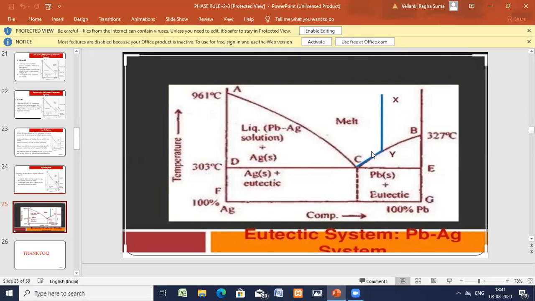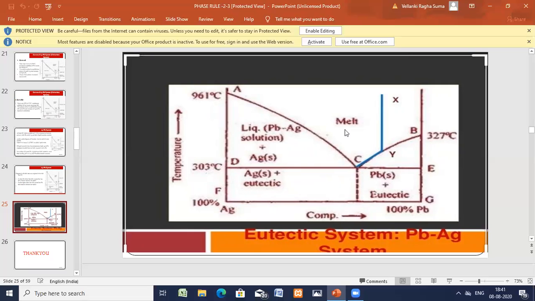This is the freezing curve of the lead, and this is the freezing curve of the silver. This is one area, second area, third area, fourth area, fifth area. This first area is bivariant. Areas 2, 3, 4, 5 are univariant systems. And point C, the eutectic point, is an invariant system. The degrees of freedom is 0.